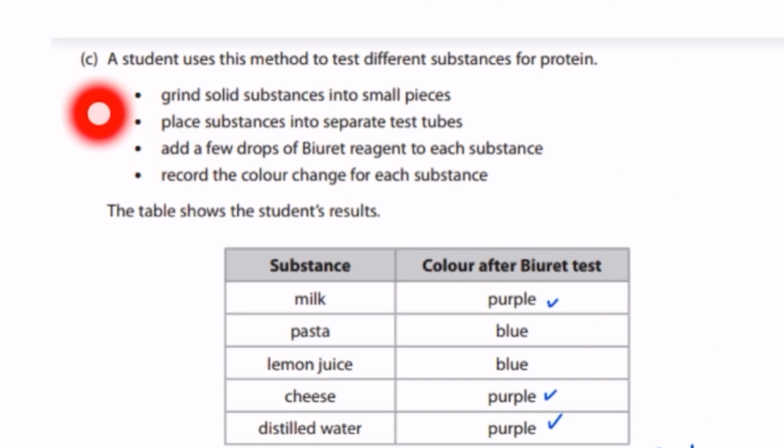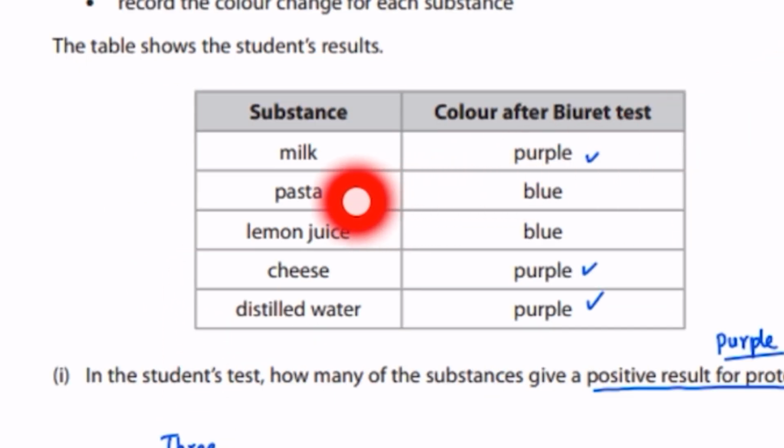Question C. A student uses this method to test different substances for protein. What are the steps? Grind solid substances into small pieces, then place these into separate test tubes and then add a few drops of biuret reagent to each substance. Record the color change for each substance. Here the table is drawn with the results. The different substances are milk, pasta, lemon juice, cheese and distilled water. And here you can see the results, with the purple color change showing the positive biuret test.